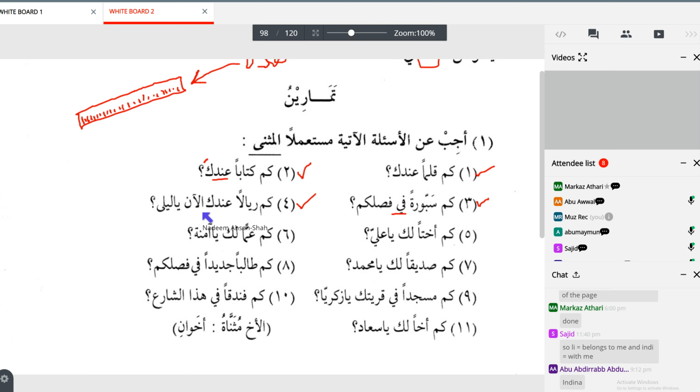And an interesting point over here, question number 11, just to finish with. He says, Kam akhan laka. How many brothers do you have? And the muthanna of akh is akhawani. That's not an easy one to grasp. People get confused with this one because the plural, jama, is ikhwani, and this one is akhawani, with three fathas.